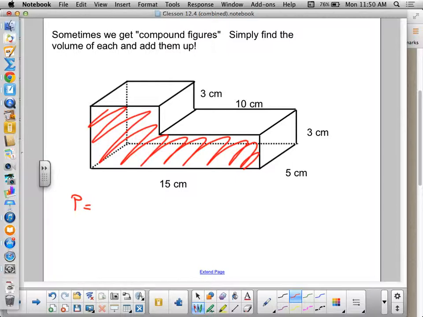Perimeter of my base would be 15 plus 3, so 18 plus 10, 28, plus 3 more, 31. This is going to be 5 coming across here because you already used up 10 here. So 31, 36. This is 6 more down here, so 42. Okay. The height is still the distance between the bases. This time my bases are my front and my back, not my bottom. So my height's just 5 centimeters.